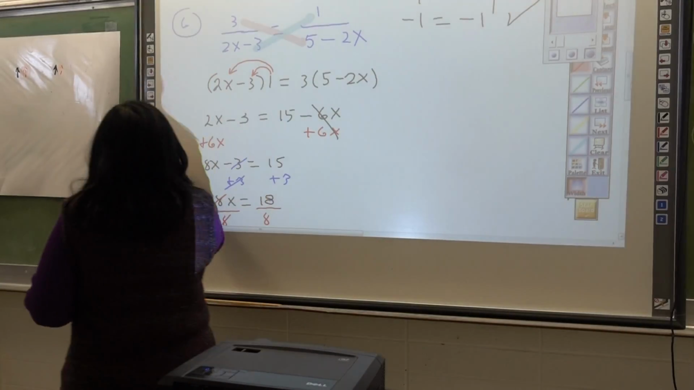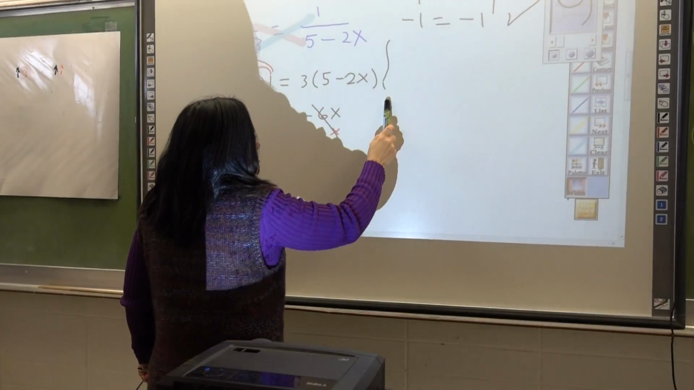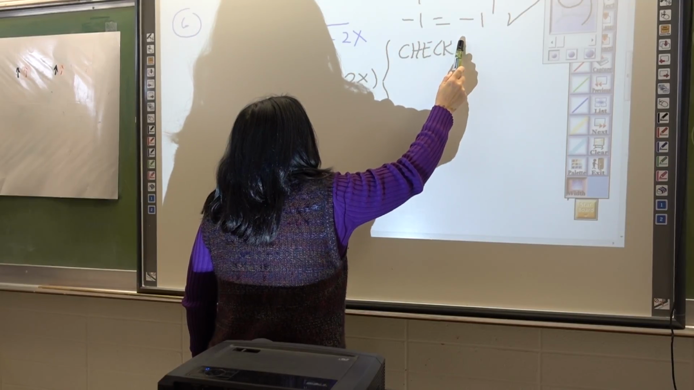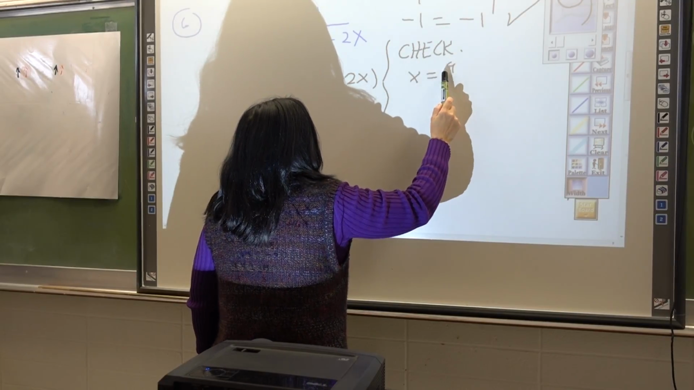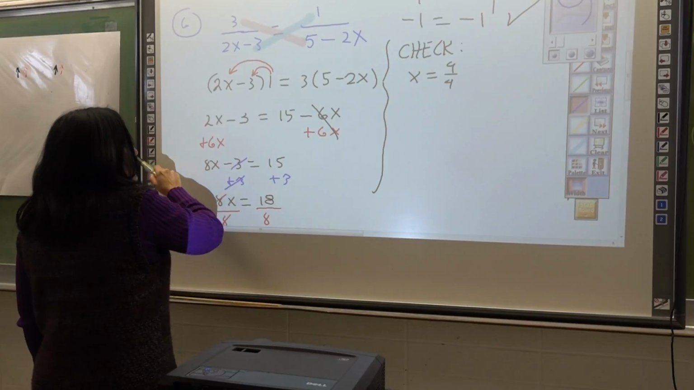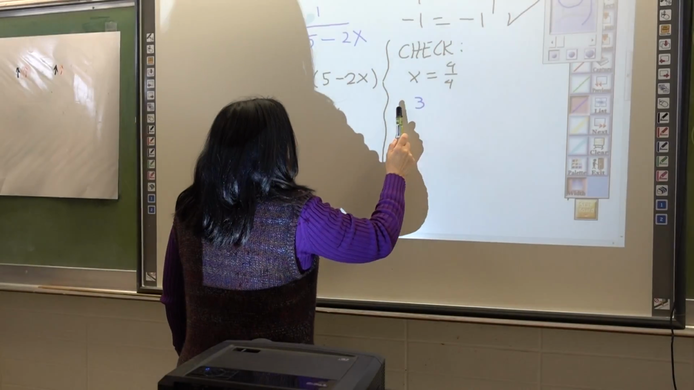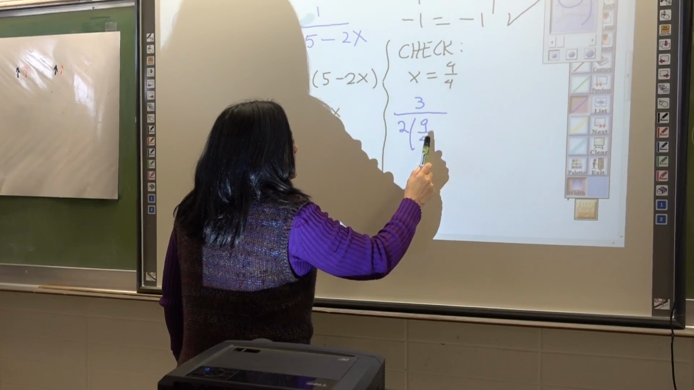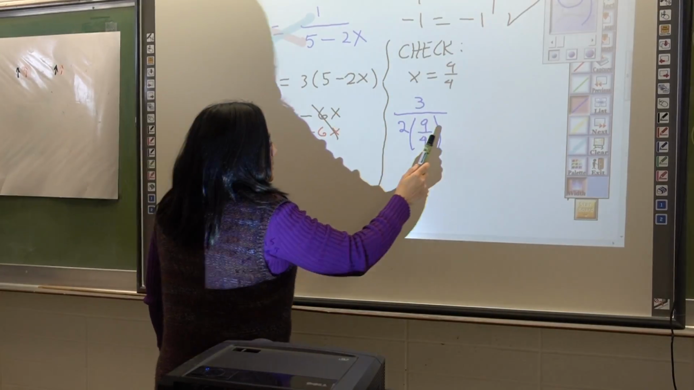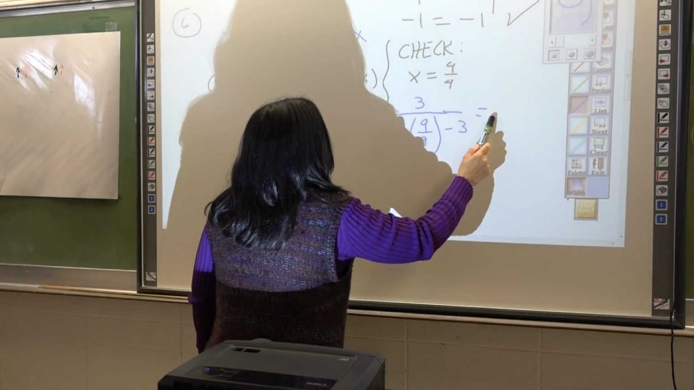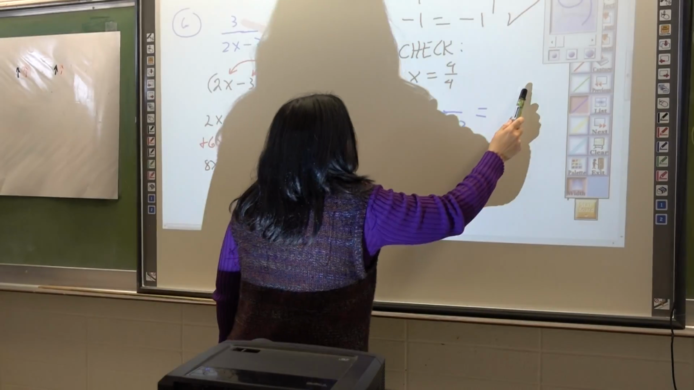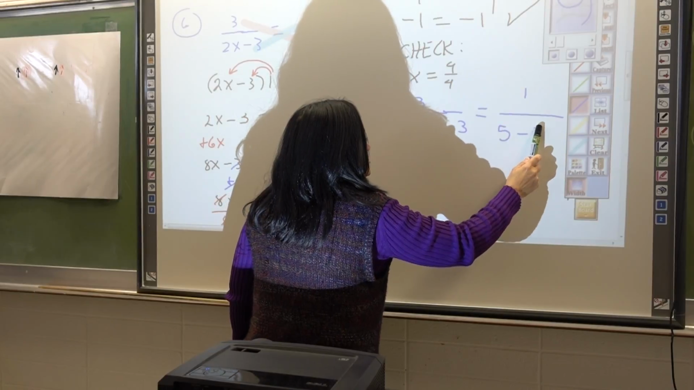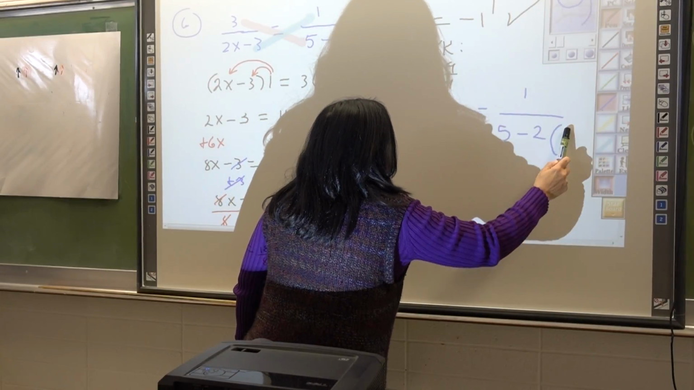So this is what I get. 3 over, this is the checking part, x equals 9 over 4. 3 over 2 times 9 over 4 minus 3 is equal to 1 over 5 minus 2x. 5 minus 2, and we say the x is 9/4.